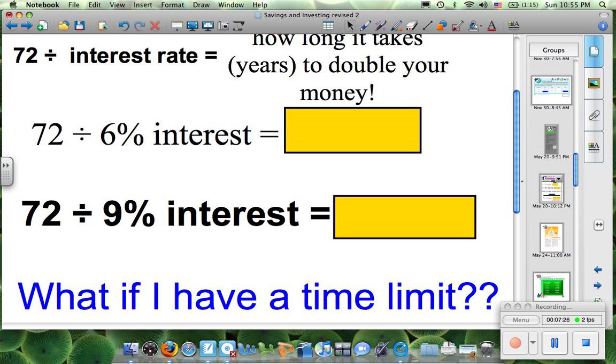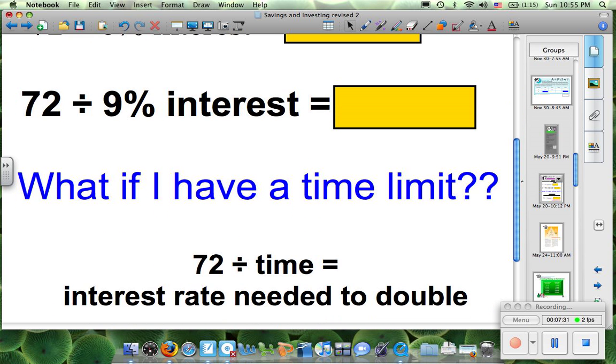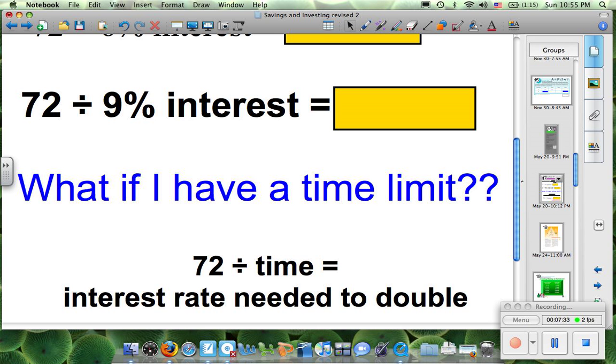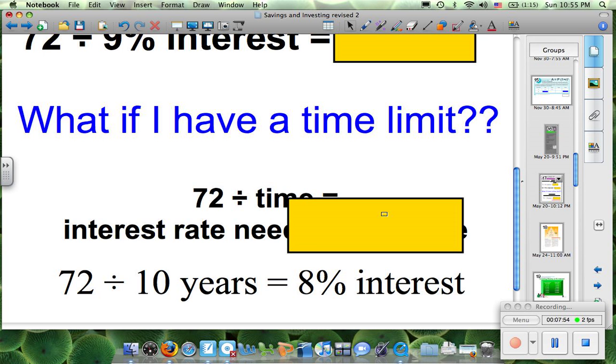Okay. Now, if you have a time limit, let's say you go, ooh, I need to double my money in a certain amount of time. It works the same way. You take 72 and divide it by the amount of time. Now, when we talk about time, we always talk about years. Okay, so let's say you have 10 years that you have to double your money. So you've got 10,000, and within 10 years you need 20,000. What percent interest do you need to get your money doubled at that rate? Now, 72 divided by 10 is 8, or you need an investment that gets you 8% back if you want to double your money in 10 years.